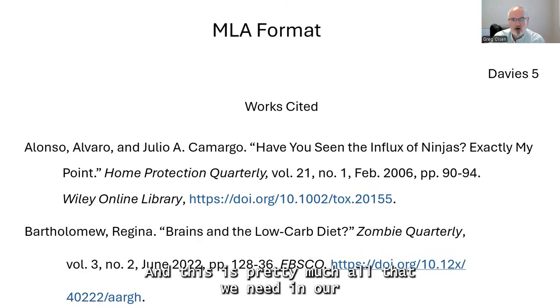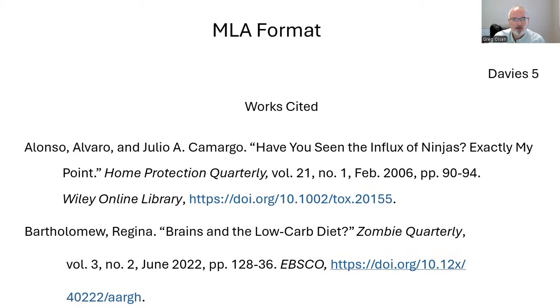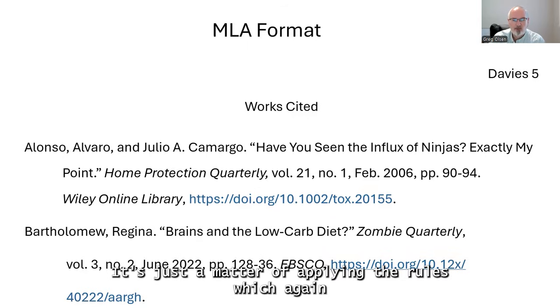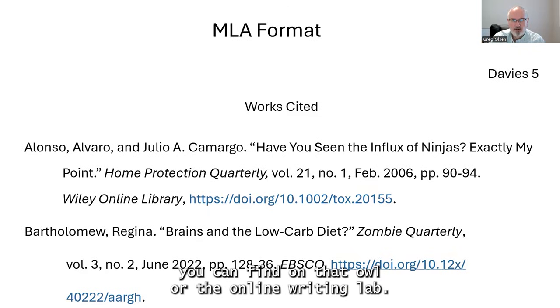And this is pretty much all that we need in our bibliography. So it's pretty easy. Again, APA, also easy. It's just a matter of applying the rules, which again, you can find on that OWL or the Online Writing Lab.